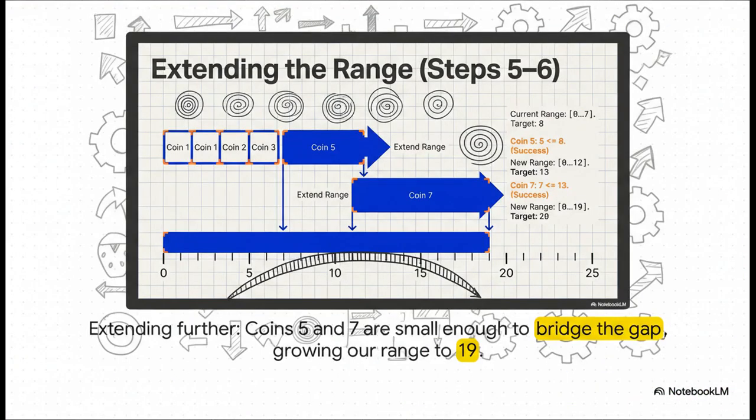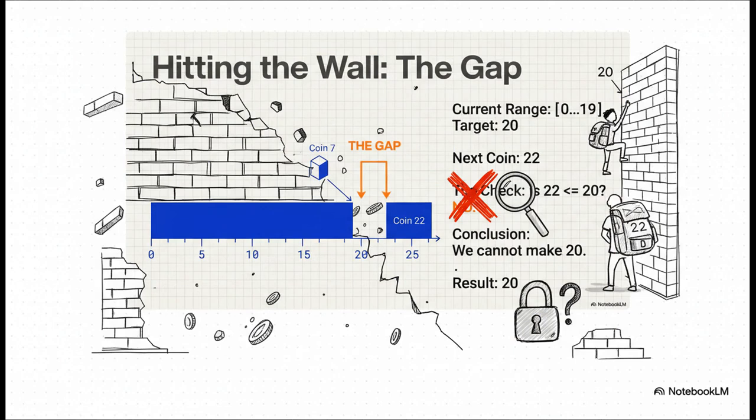And we just keep going. The next coin is a 5. Since we can already make everything up to 7, that 5 lets us bridge the gap and now create all sums up to 12. Then we grab the 7 coin. That pushes our continuous range of possibilities all the way up to 19. So far, so good. No gaps in sight. And here it is, the climax. We've hit a wall. Right now, we can create any amount of change up to 19. That means the very next value we need to be able to make is 20. But our next coin is a 22. It's just too big. We can't use it to make 20. We found our gap. The smallest change we cannot possibly make is 20.